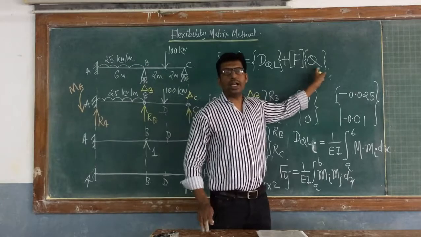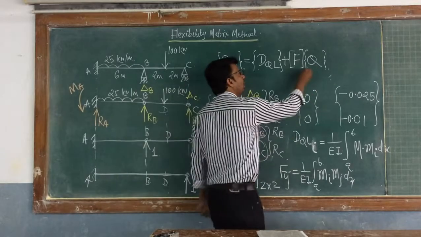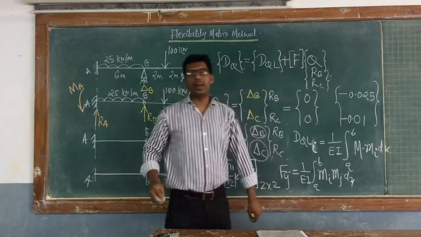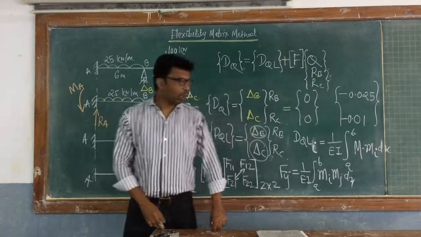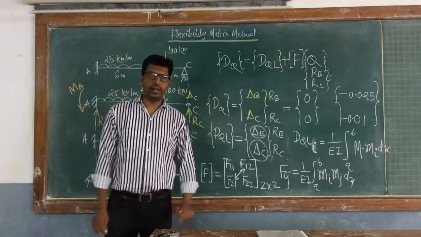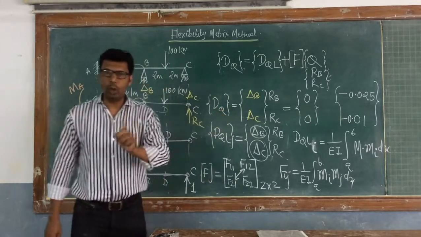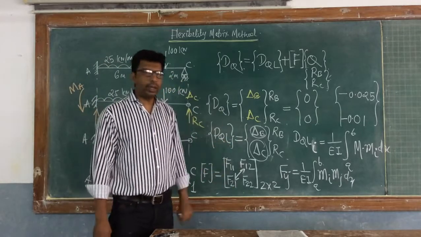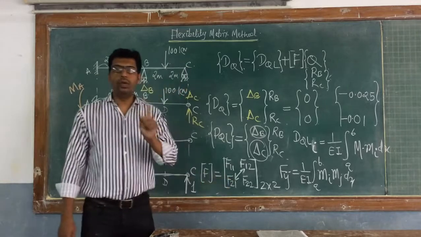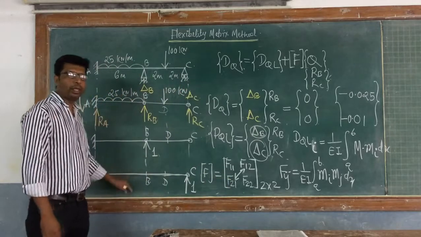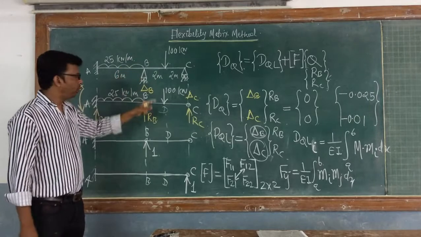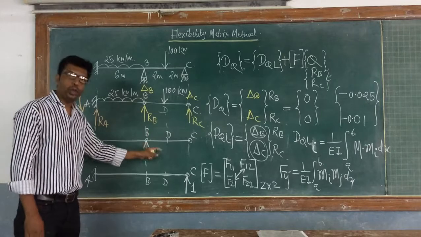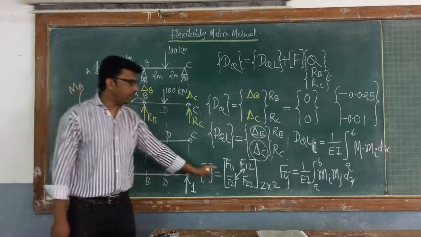The last vector, q, stands for the vector of unknowns. Unknowns are RB and RC. Okay? So like this we have to find all the vectors. dq we will get from the original structure, dql we will get from the release structure, and the flexibility matrix we will get from the unit load figures. The original structure gives you dq, this release structure will give you dql, and these two unit load figures will give you the flexibility matrix.